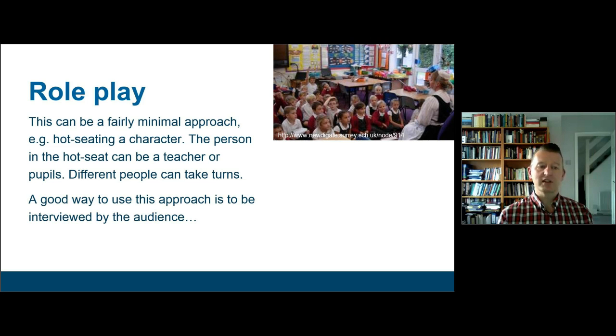The person in the hot seat can be a teacher or a pupil though, and sometimes it's more fun if different people can take turns. So if it looks like the person in the hot seat is struggling to give an answer, or a child in the audience could give a better answer, then they can come up and tap the hot seat person and change places with them.